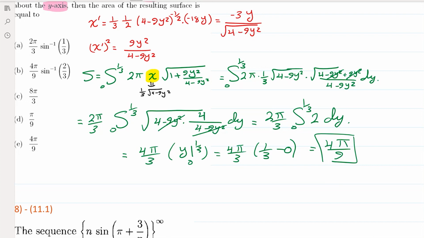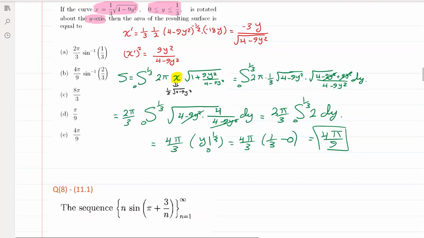If you get a complicated number, maybe you missed something in the simplification. So the solution is 4 pi over 9, which is option E. Is it clear now?